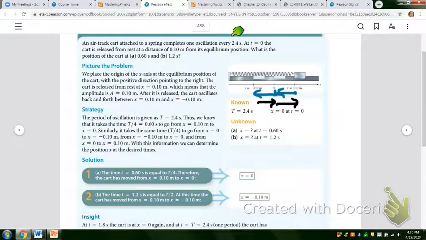So it takes 2.4 seconds for it to start here, go all the way to here, turn around, and come back. So each of these little segments, if you think about time divided by 4, it took 2.4 seconds to make that whole motion there and back. So 1/4 of 24, think of 24 divided by 4 is 6. So it's going to take about 0.6 seconds for it to make each of these little segments.